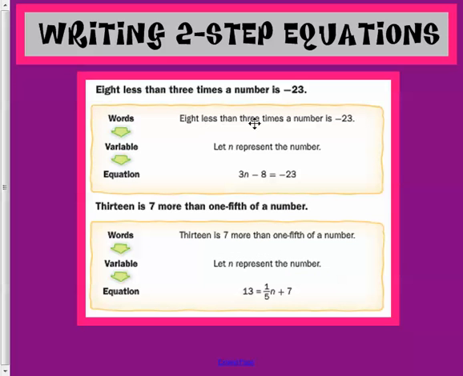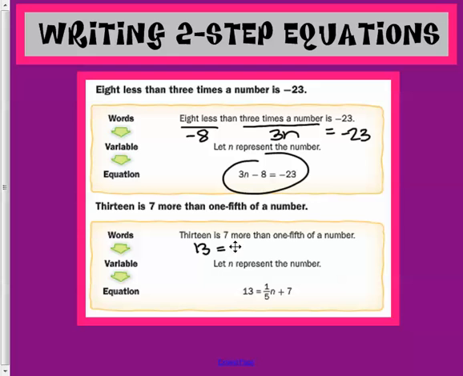If I have 8 less than 3 times a number is negative 23, then I'm going to let n represent the number. 8 less means I'm taking 8 away from 3 times an unknown number. And "is" in math means equal to, so that's equals negative 23. So when I write it, it looks like this: 3n minus 8 equals negative 23.